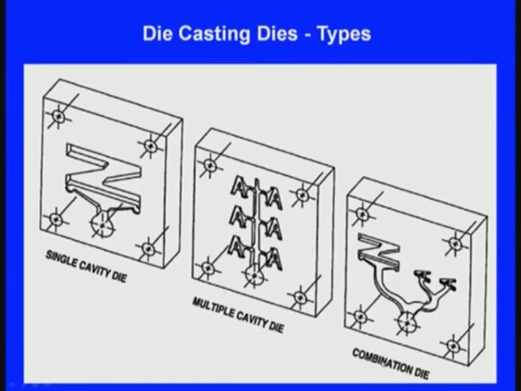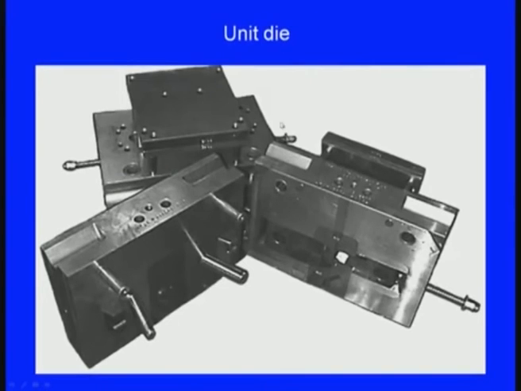And next one is the combination die. In the combination die we can see different parts can be produced. This is one part, this is one part and this is one part. Now, with one injection these different parts can be cast at a time. So, this is the combination die and this is the unit die. This unit die includes a replaceable die at a lower cost.